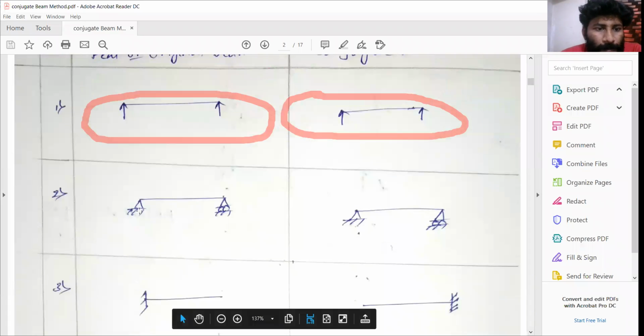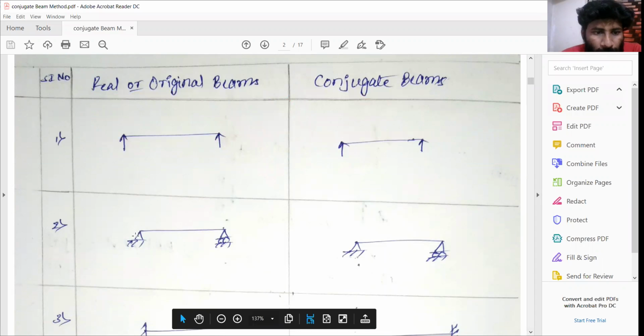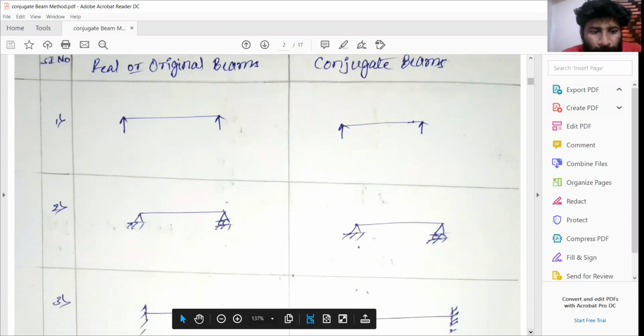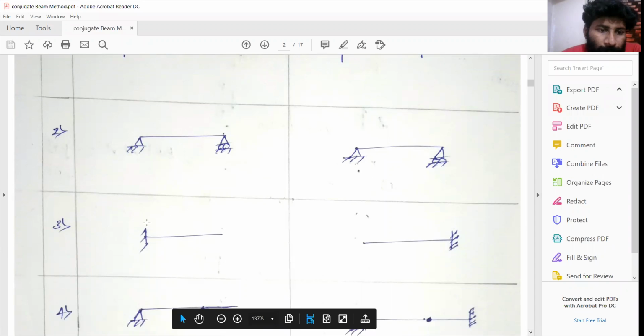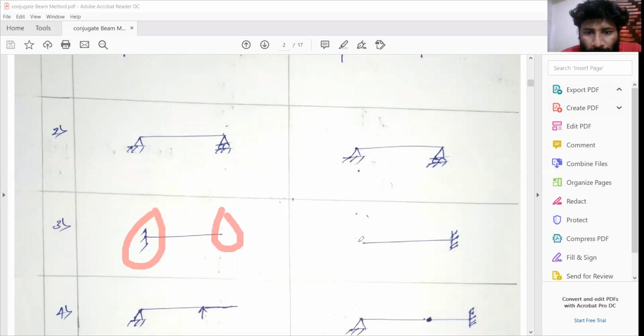Here we have a hinge support and a roller support in the real beam. The hinge support, or pinned support, will remain a pinned support in the conjugate beam, and the roller support will remain a roller support. Again, here you can see there is a difference. In the real beam, I have taken a cantilever beam. Here the fixed support is there, and this is the free end. This is converted to the conjugate beam: wherever we have a fixed support, that will become a free end, and wherever we have a free end, that will become a fixed support.